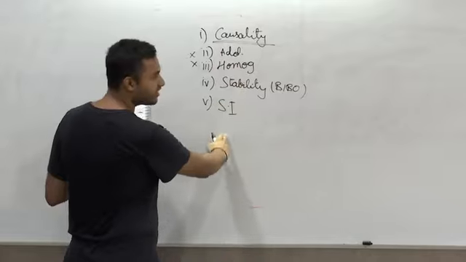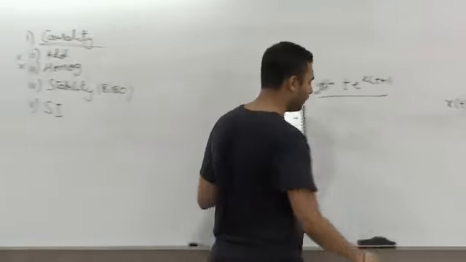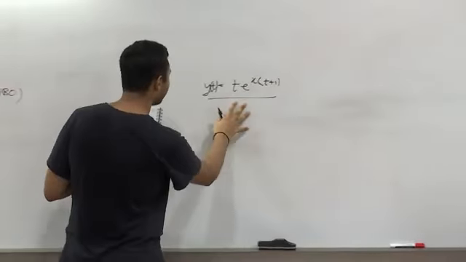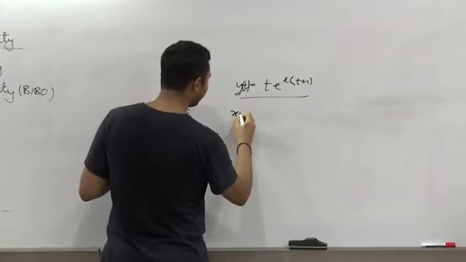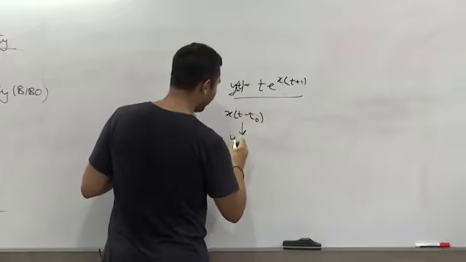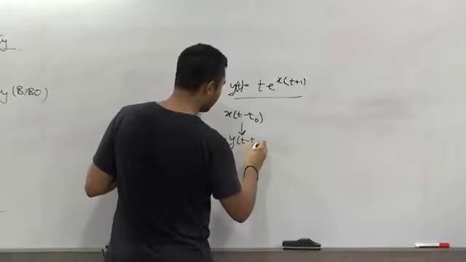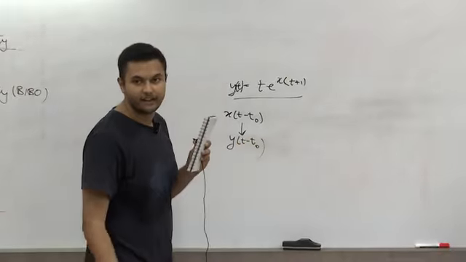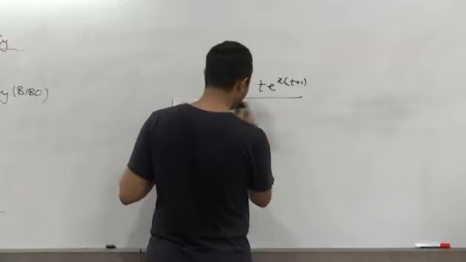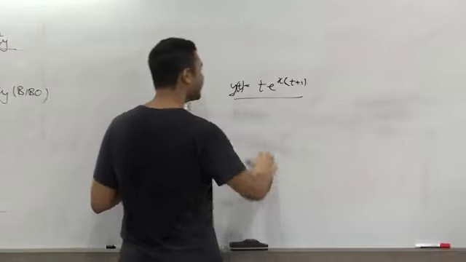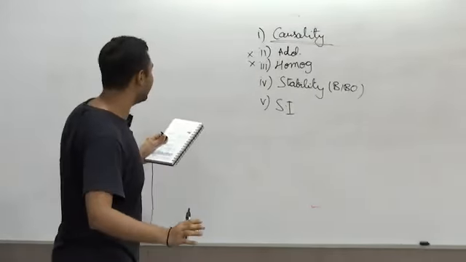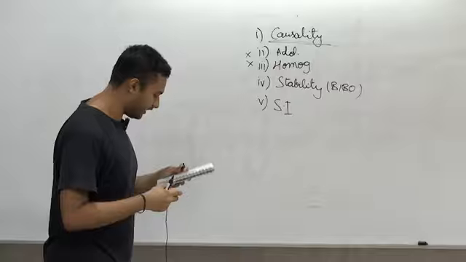So it's not stable. Is it shift invariant? So how do you check for shift invariance? So if I have this system, I will give x of t minus t0 and I should get y of t minus t0. But are we getting that? We are not getting that. Why? Because of this factor of time. Right. So this is our first example which satisfies none of these things. Causality, additivity, homogeneity, unstable, and shift variant.